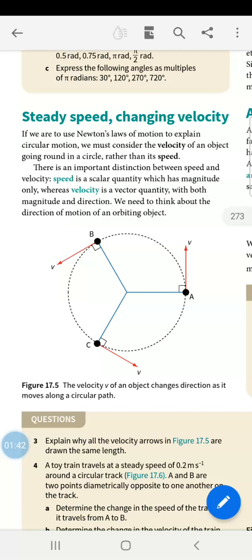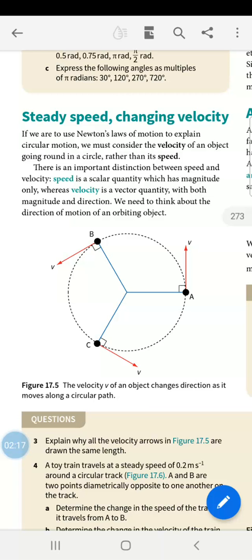The velocity is changing. The numerical value of the speed remains the same, right? If it remains the same, then how can we talk about velocity? Now, what is velocity? Velocity is a vector quantity. It has a direction as well as a magnitude. Then what is speed? Speed is a scalar quantity. What is a scalar quantity? It has only a magnitude.